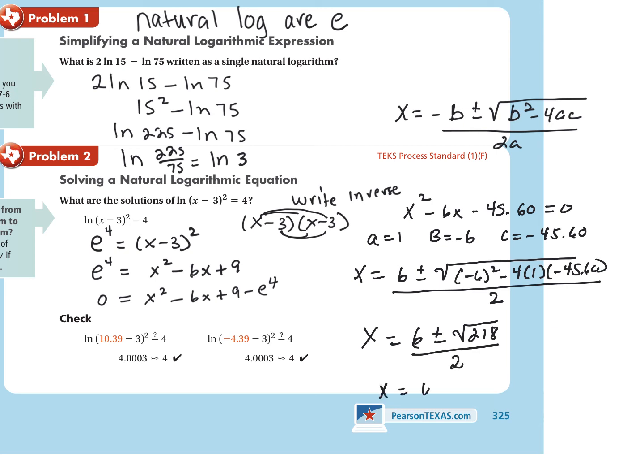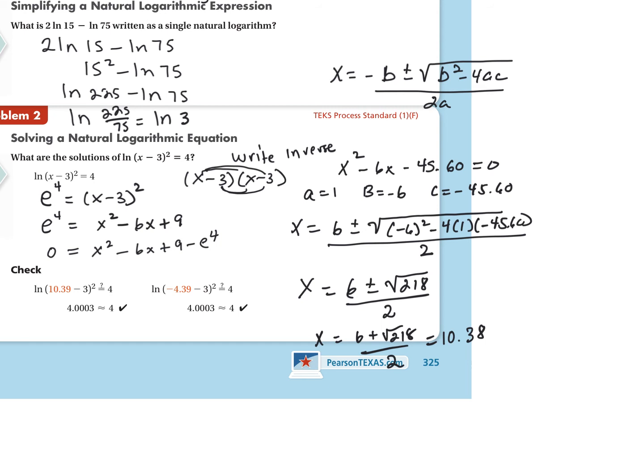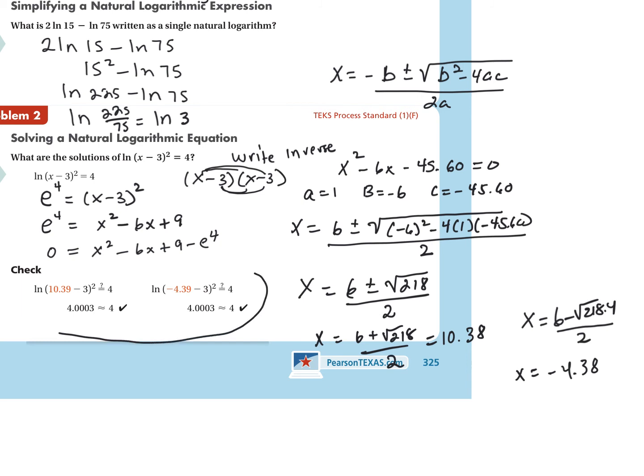So the first answer is 6 plus the square root of 218 divided by 2, which is 10.38. The other answer is x equals 6 minus square root of 218.4 divided by 2. I get negative 4.38. And if you want to check, I went ahead and checked here.